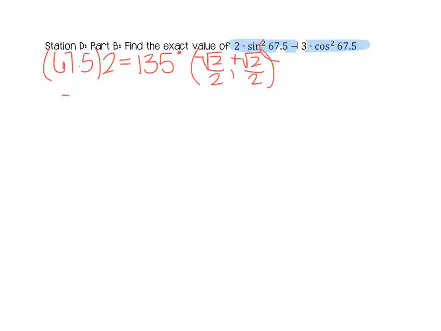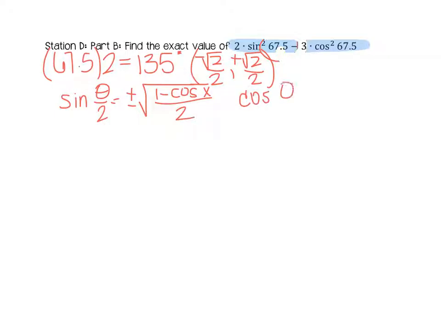So I know that the sine of half theta is equal to plus or minus the square root of 1 minus the cosine of x, divided by 2. And I know that the cosine of half theta is equal to plus or minus the root of 1 plus the cosine of x, divided by 2. I want to remind you that you do not have to memorize these. These are on your formula sheet and you can pull them straight off of there.